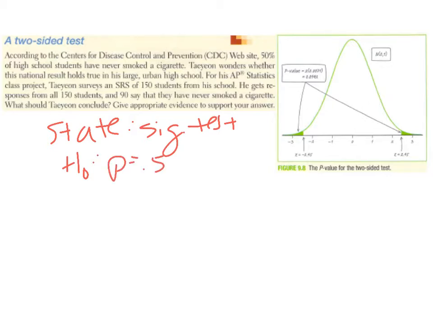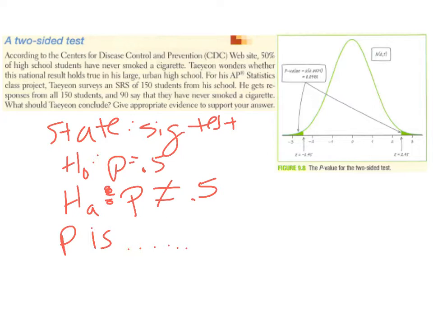For this case, the null hypothesis would be p equals 0.5. He didn't specify whether he thought, oh, don't do that, I make that mistake every time. He did not specify whether he thought at his school it would be greater than or less than. So our alternative is just that p does not equal 0.5. I need to state what p is, and this is my context: p is the proportion of all students at Tayon's high school that would say they've never smoked a cigarette.